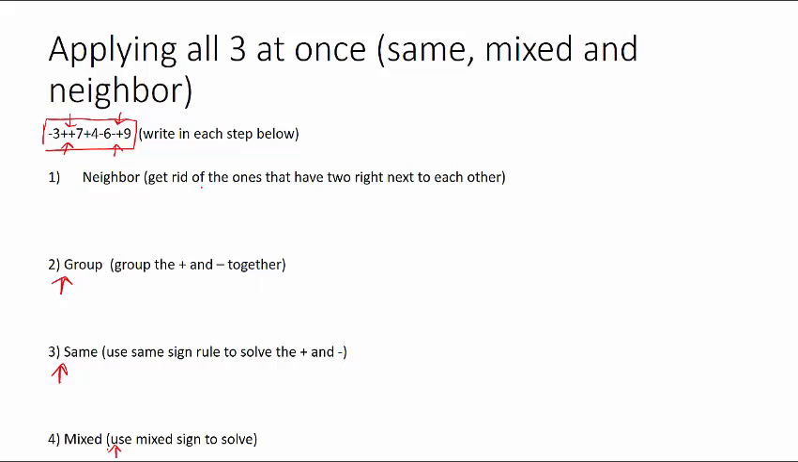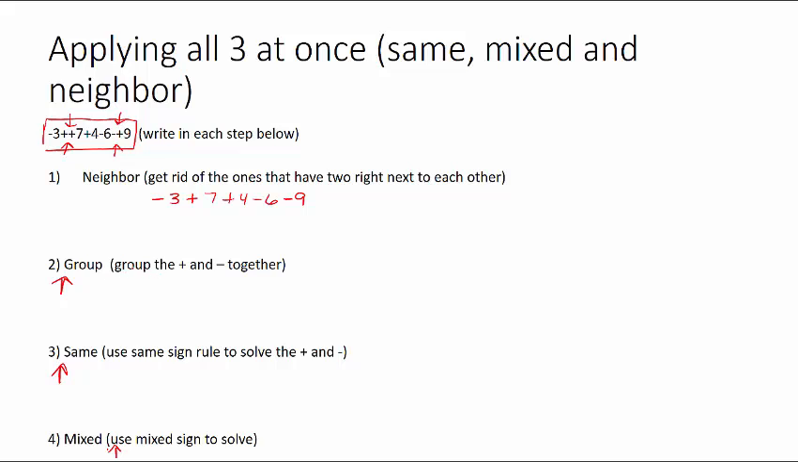Let's get rid of the ones that have 2 signs right next to each other. Let's use the neighbor sign rule. So we're going to have negative 3, and we're going to keep the plus sign. And in the last one, we're going to keep the minus sign, because remember when the signs are different, we use the minus.